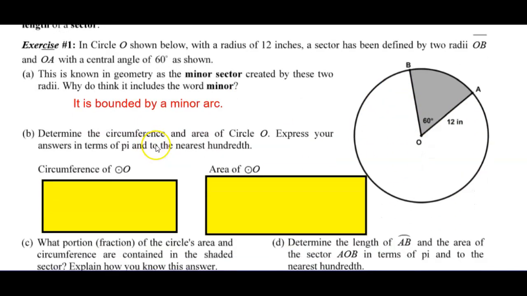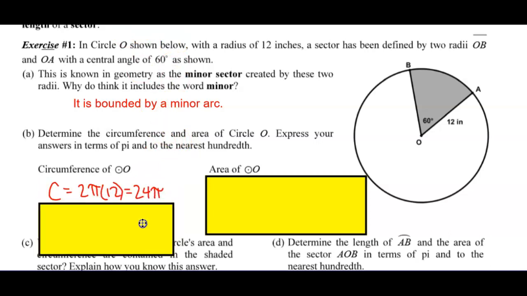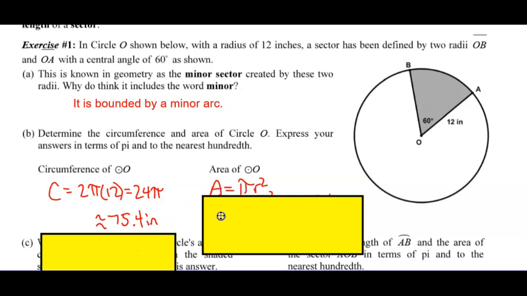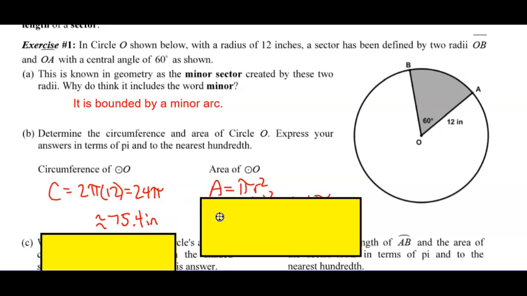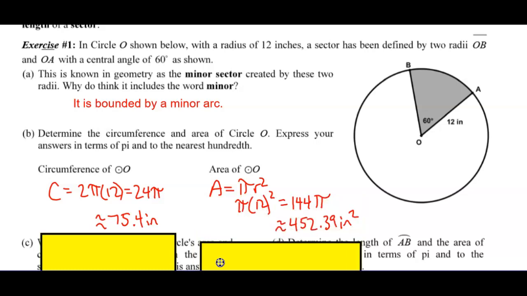So to determine the circumference and the area of circle O, and leave our answer in terms of pi, all we need to do is take that circumference formula and insert the radius. So I'd have circumference equals 24 pi. If I want to go to the nearest hundredth as an approximation, I can do that. For the circle area formula, I'm just going to insert the radius one more time. 144 pi would be in terms of pi, and then 452.39 if I'm using my calculator.